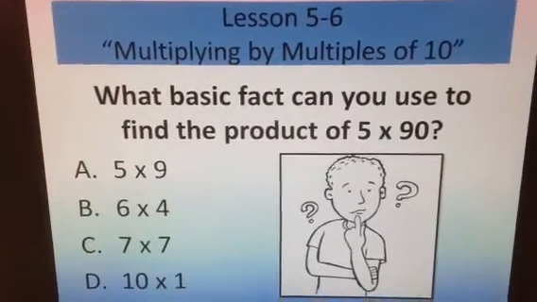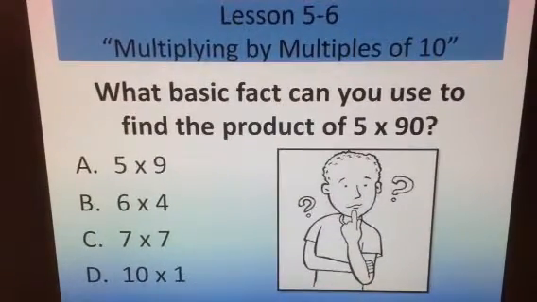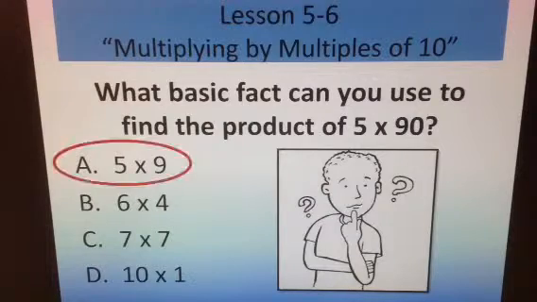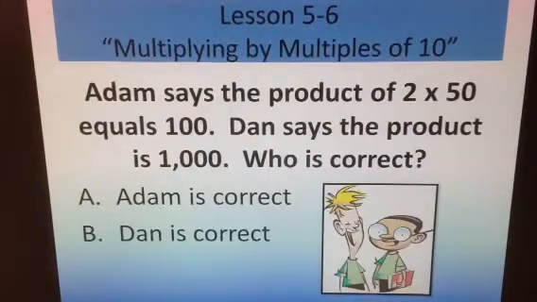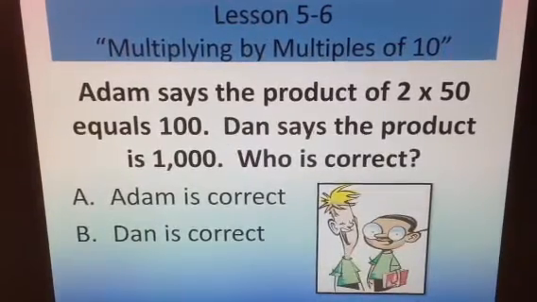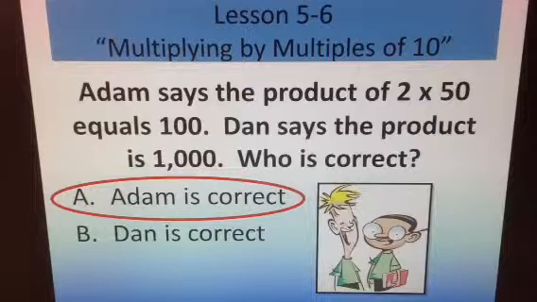What basic fact can you use to find the product of 5 times 90? It's A, 5 times 9. Adam says the product of 2 times 50 equals 100. Dan says the product is 1,000. Who's correct? Think about the basic fact. 2 times 5 is 10. Put a 0 at the end of 10 and it turns into 100. Adam is correct.